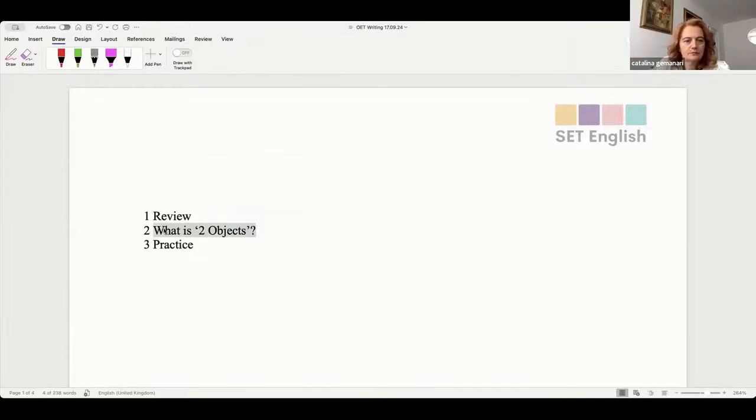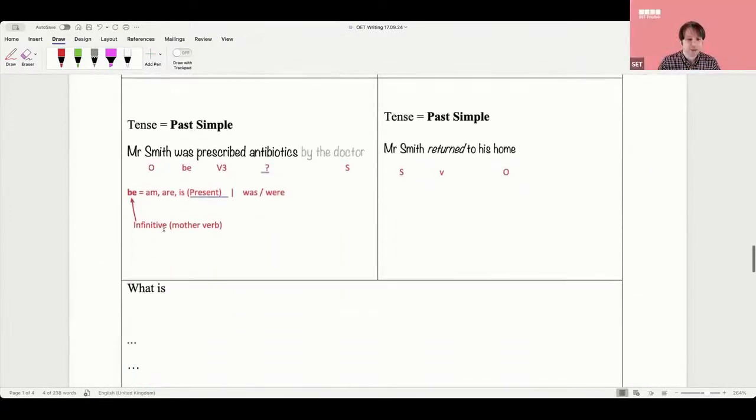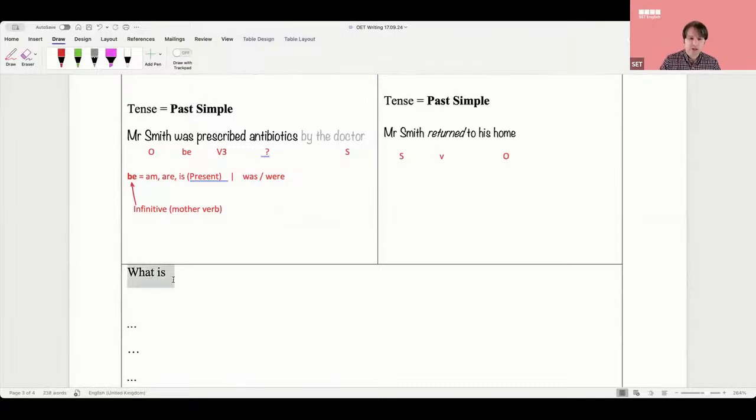Two objects. What is two objects? What does that mean? Okay. And I'm going to ask Julie if she's available. She doesn't speak very much, but I'm going to try.